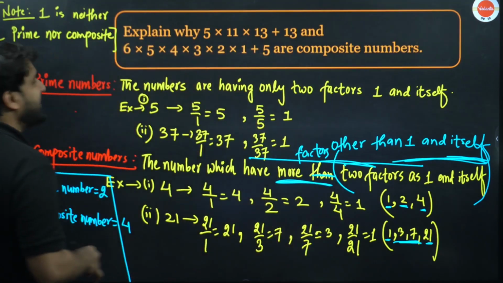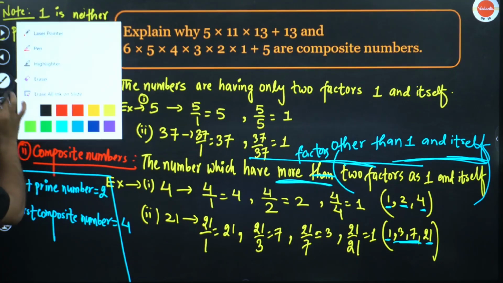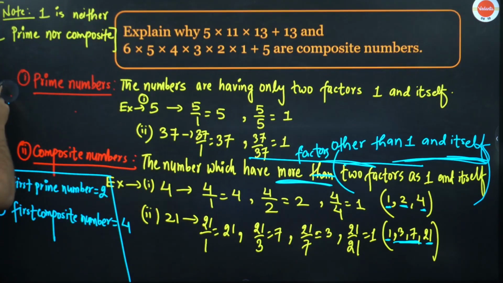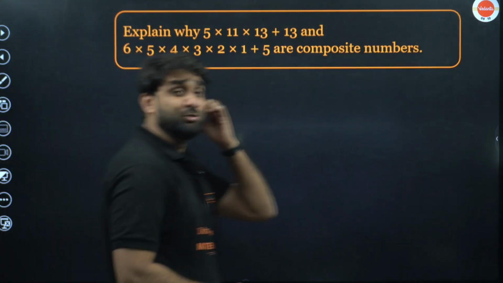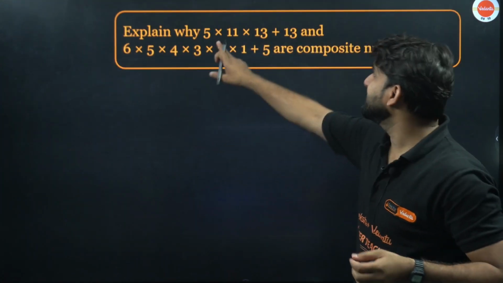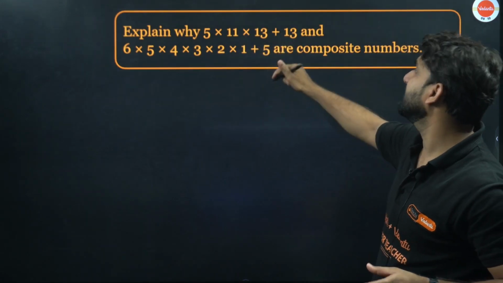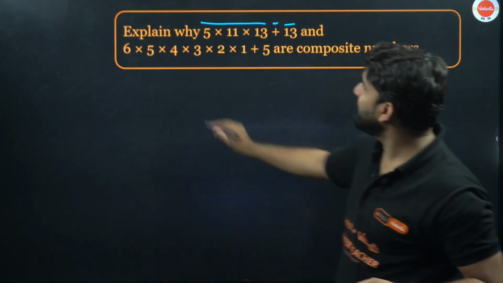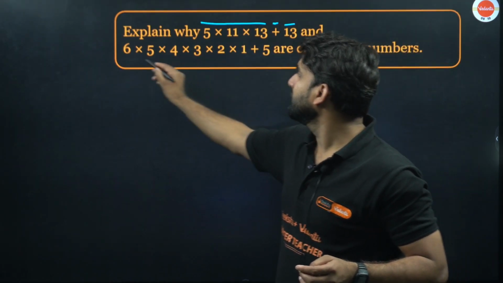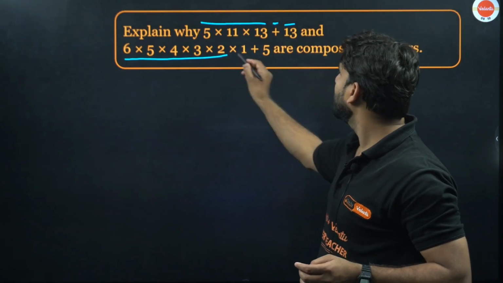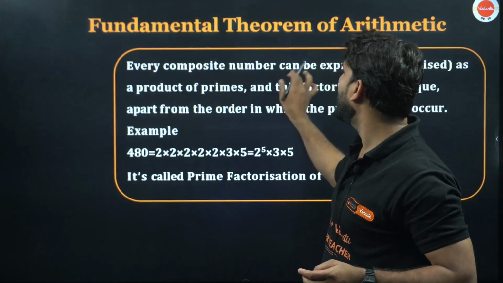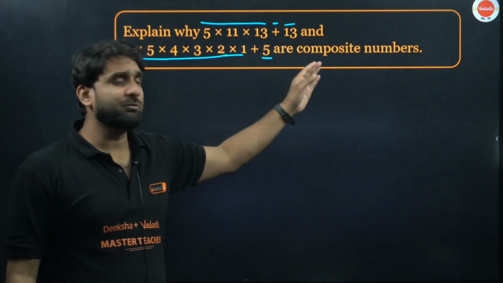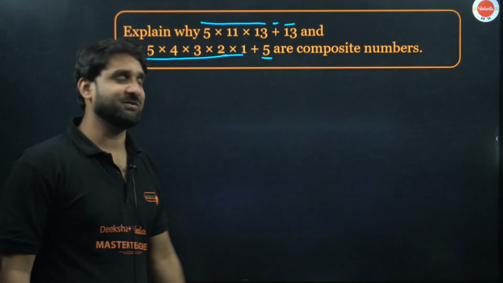Okay. Now moving ahead, let's do this question. I hope you have already taken the screenshot because I'm erasing this. Now let's do this question. Explain why the number 5 into 11 into 13 plus 13 — this is a plus sign, so this is one family and this is one family — and the number 6 into 5 into 4 into 3 into 2 into 1 plus 5, are composite numbers. There are two numbers given and we have to explain why these are composite numbers. So let me show you.